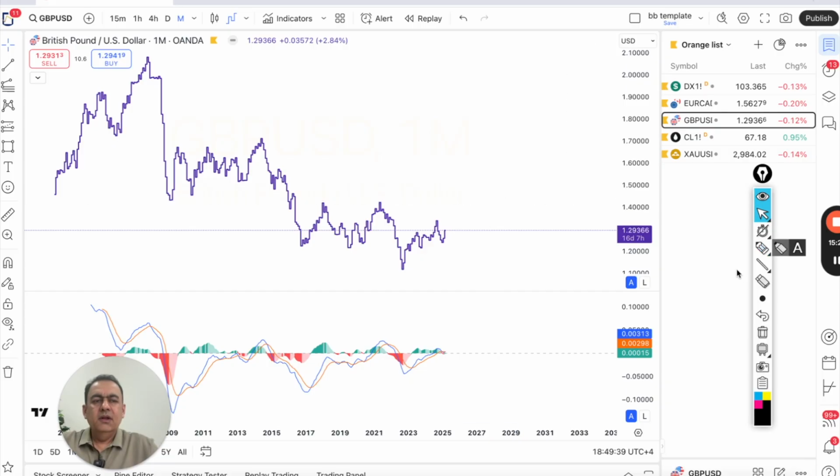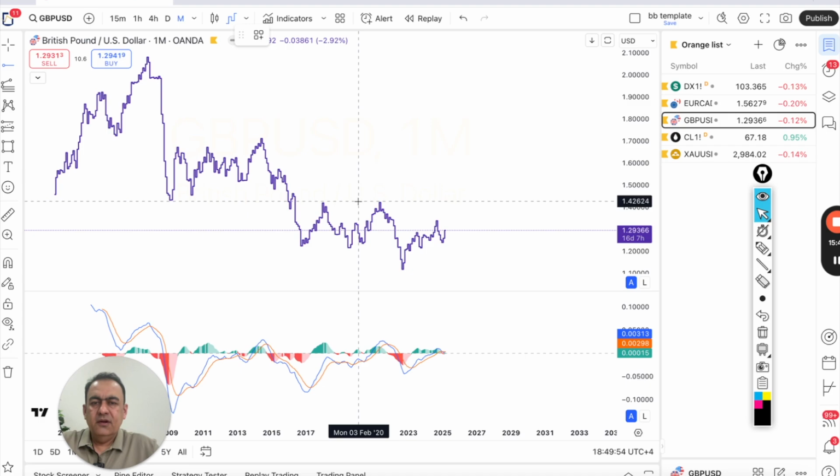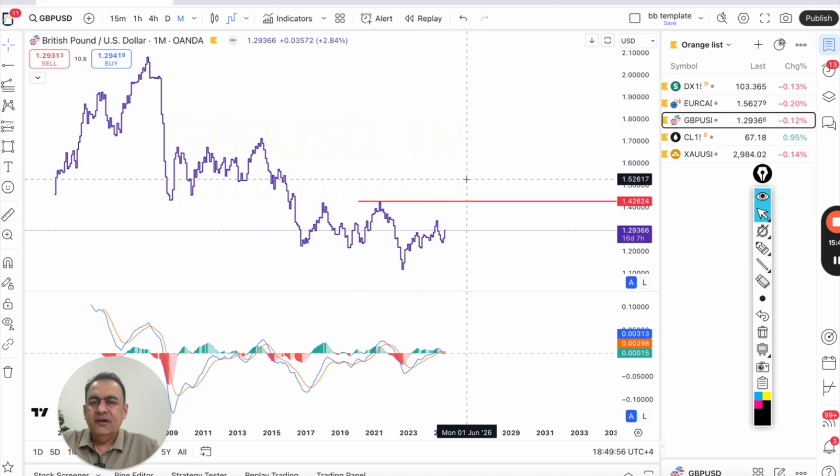So here on the monthly time frame, I have found bullish divergence, lower lows with a wide bullish divergence. Now based on bullish divergence, we need to identify the BOS level. So here the BOS is not yet done. So buyers have not yet crossed 1.4262.